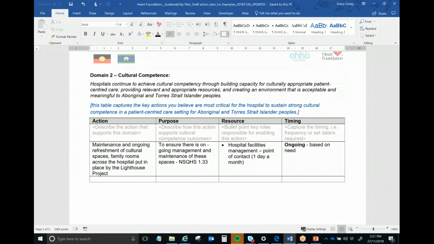The purpose, as you can see, aligns to the National Safety and Quality Standard 1.33, and the resource is essentially the hospital facilities management. It's a point of contact to ensure that those spaces are effectively maintained, respectfully updated where appropriate, and protected and ring-fenced and used where required, if they have been established within the hospital. The timing is ongoing, as the creation and maintenance of the space will be supported by need. That contact point will be the one that, going forward, if it's not you, or it might already be supported by a management or facilities person within the hospital, will continue on post-June 2019.